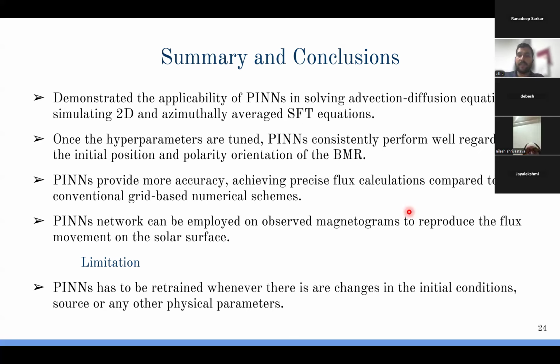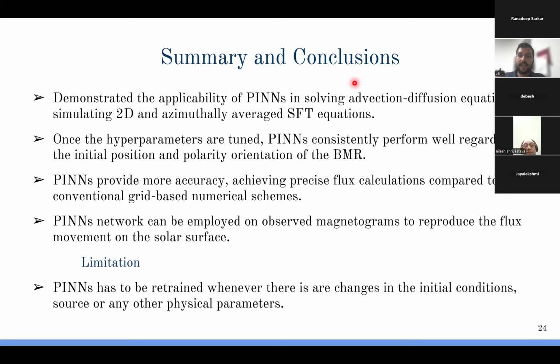This is one limitation we found, and we are still working on how we can circumvent this issue of retraining whenever you change any of the physical parameters. If you consider computational time, even with retraining, the training usually takes less than an hour for SFT runs of years, which takes almost similar time on a CPU with RK-IMEX methods. So it's only almost 20% computational time advantage with PINN.